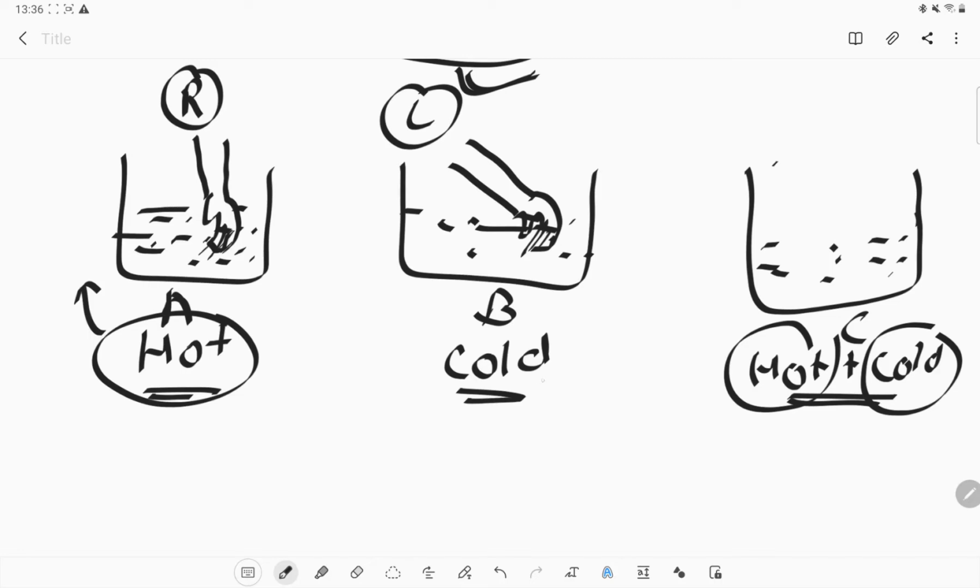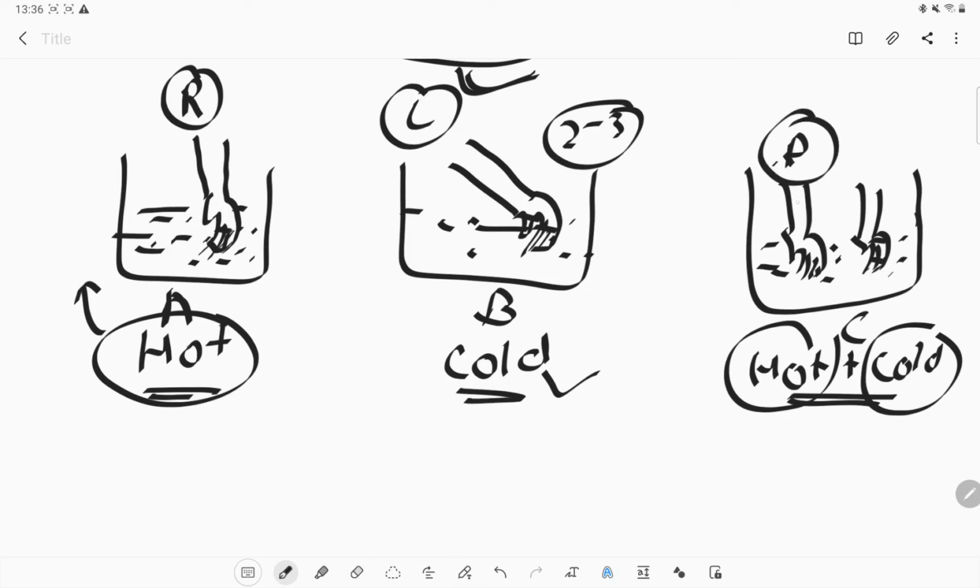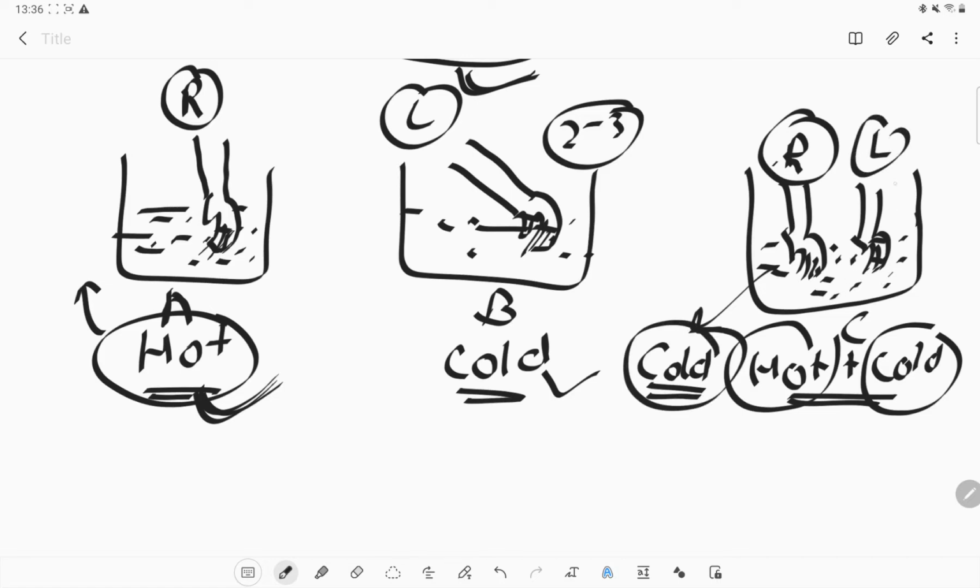So this is the right hand and this is the left hand. You have put the left hand into the cold water. After 2 to 3 minutes, take out both your hands and put both into beaker number 3. What do you feel in the right hand? The right hand, which was initially in the hot water, will feel this water is cold. And the left hand, which was initially in the cold water, will feel it hot.